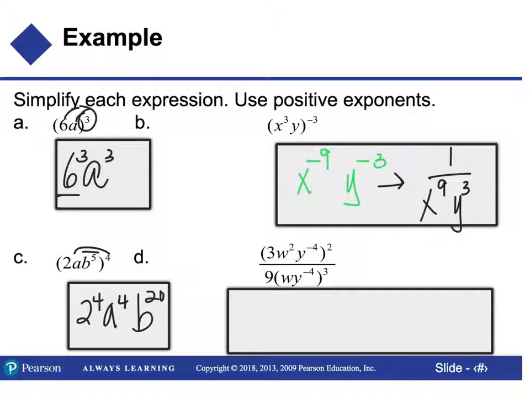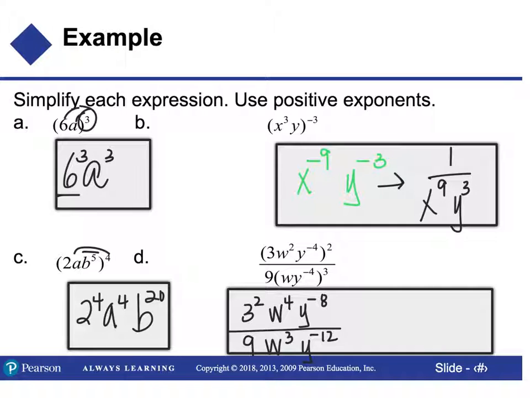We've got a lot of moving around to do here, so let's start with the numerator. We've got 3 squared, w to the 4th, y to the negative 8. Downstairs, 9 is not affected, but w is, so w to the third and y to the negative 12. So again, that 9 was not being affected by the power of 3, but the w and y to the negative 4 were.